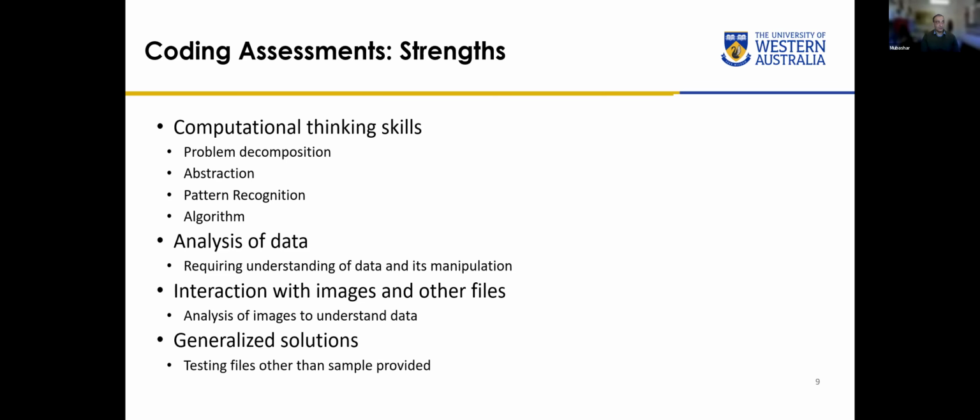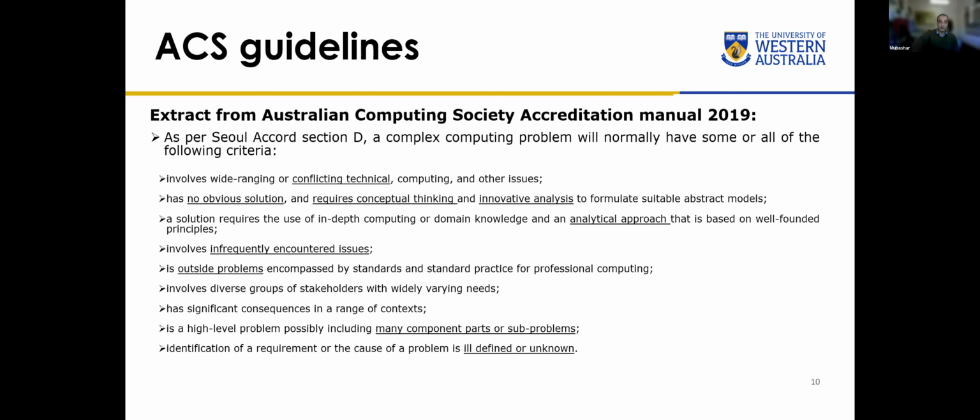Lastly, generalized solutions. This is very, very important. If we are looking for a generalized solution, not specific, then obviously grading will be a part where we will probably not be able to have automated grading, but that can actually help us a lot. So testing files are far different from the sample files if we use them.